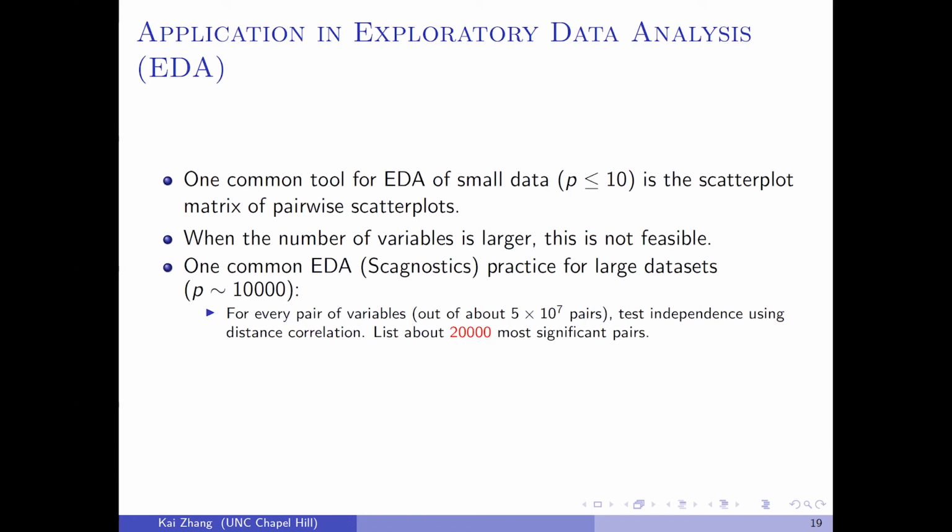Here's a real story from a large lab in genetics. They are working with gene expressions, so the number of variables is in the magnitude of 10,000. To do the exploratory data analysis, their first step is to test independence between each pair of variables with distance correlation. They do so for the 50 million pairs, and they rank the p-values to list the 20,000 most significant pairs. So this step has no problem. Distance correlation is a good, powerful test, and ranking p-values is certainly plausible.